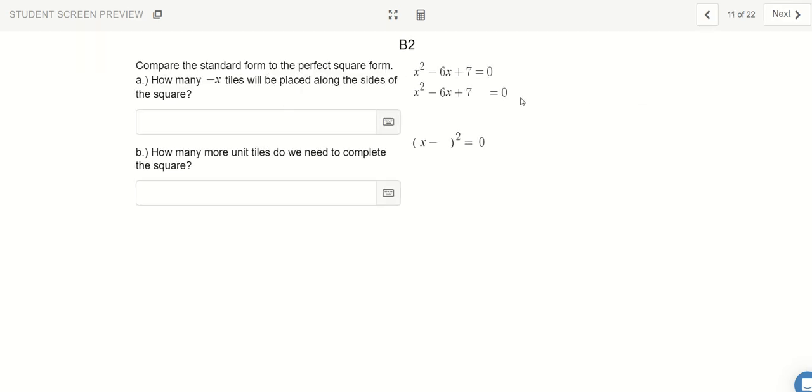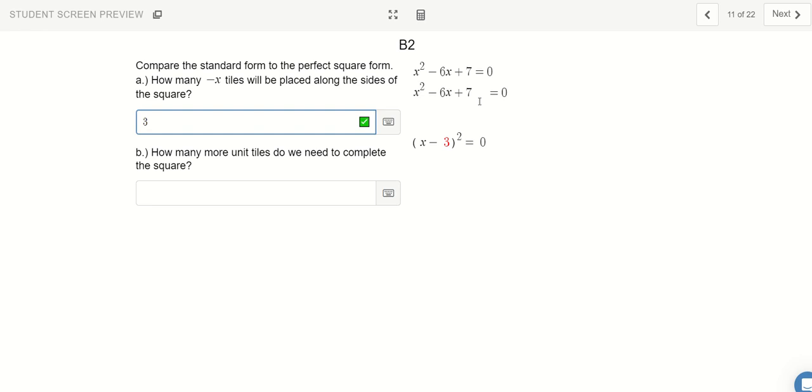So here, let's look at completing the square without having our tiles. Imagine we have 6 x's here. How much are going to be placed along the sides? Even though you can't see the box, can you imagine half of it goes here and half of it is going to go on the side? So we're going to do 3 on each side.